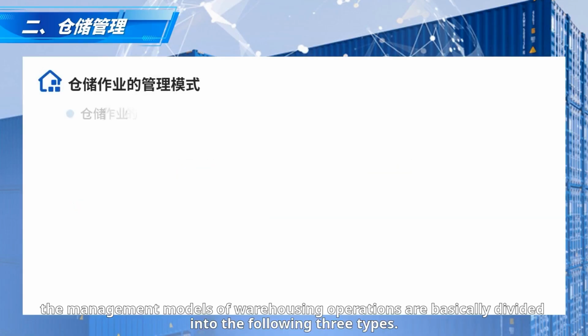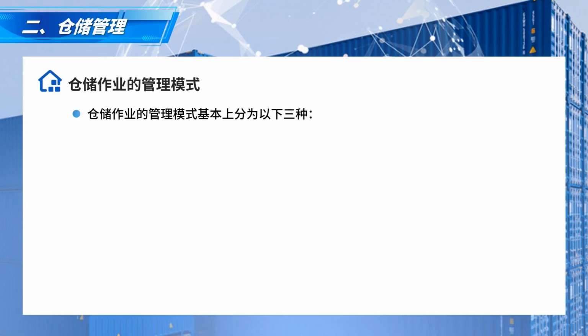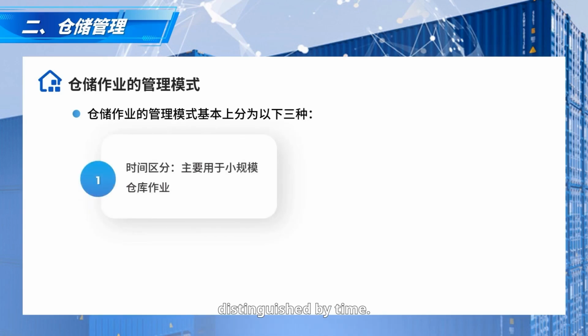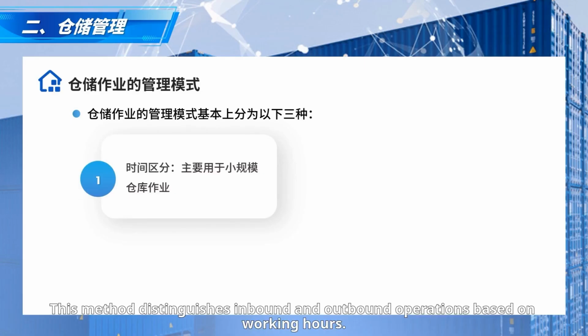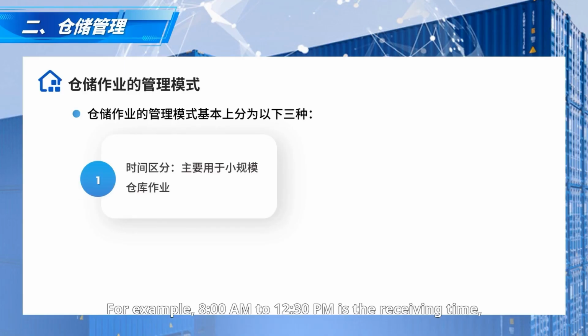Therefore, the management models of warehousing operations are basically divided into the following three types. First, distinguished by time. This method distinguishes inbound and outbound operations based on working hours. For example, 8 a.m. to 12:30 p.m. is the receiving time, and 12:30 p.m. to 6 p.m. is the shipping time. This management model is mainly used for small-scale warehouse operations.